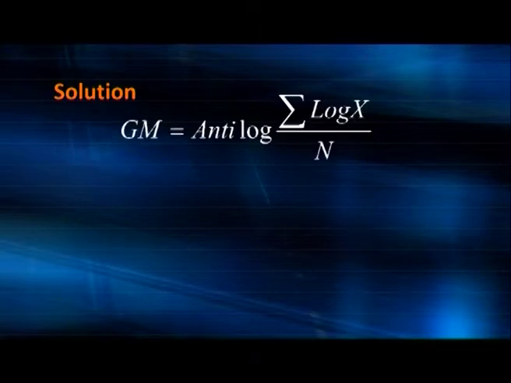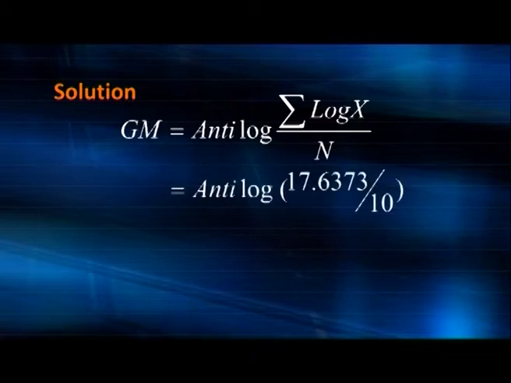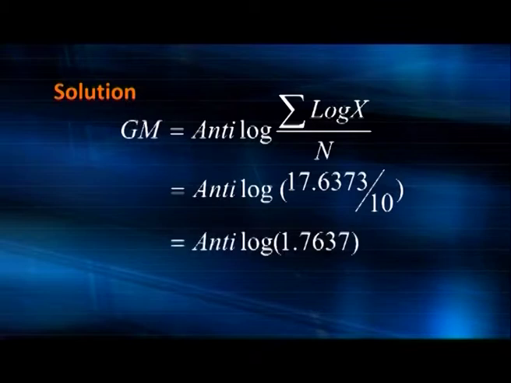The third column represents the logarithm value of the x variable, the total of which is 17.6373. Applying the formula, we get that the geometric mean is equal to the antilog of the total logarithmic value of the variables divided by the number of the data, that is 17.6373 divided by 10, which is equal to antilog of 1.7637, which is equal to 58.03.